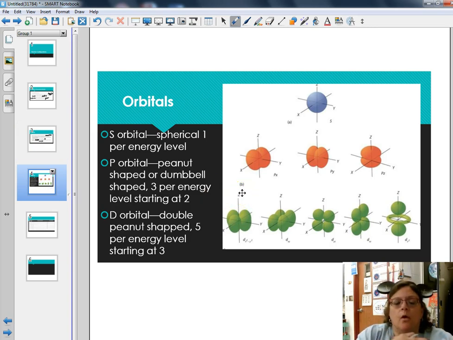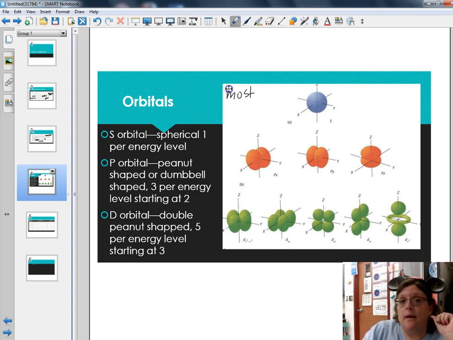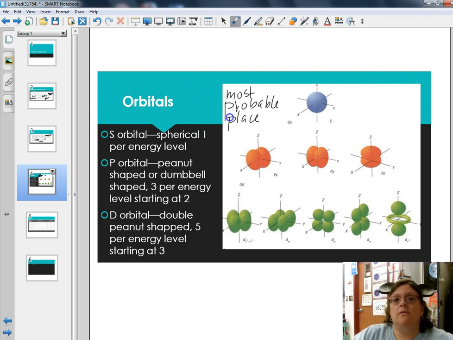Alright. Within each energy level, we have sublevels called orbitals. The orbitals are the most probable place that you're going to find the electrons. Once again, remember I mentioned math. That's what they calculate, is the probability of the electrons being in a spot.